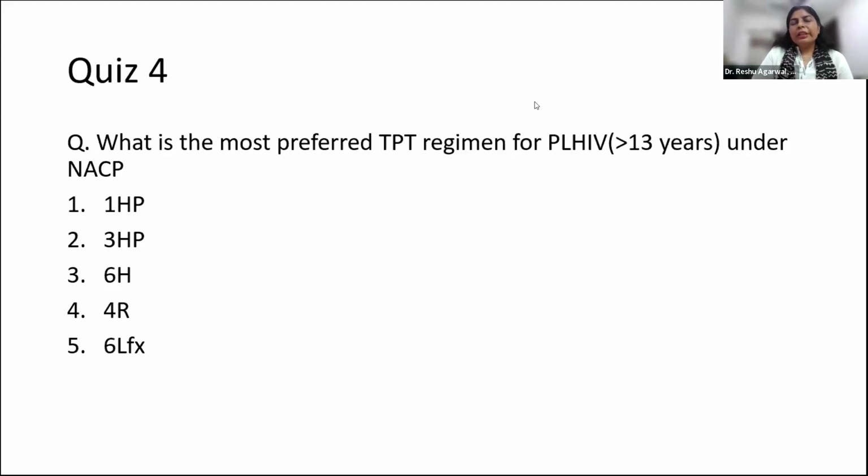So most of you got this answer correct. Obviously, as we are discussing and the guidance which you got, 1 month of isoniazid with rifapentine is the preferred regimen now for PLHIV who are more than 13 years of age. And we will discuss all these regimens in more detail.